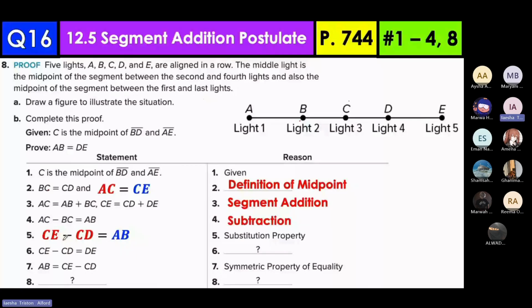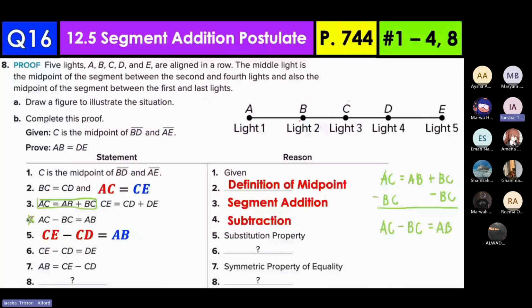So what did they do? I'm going to write it over here, line number 3. They took AC is equal to AB plus BC. They subtracted BC on both sides. When they subtract BC on both sides, you get AC subtract BC is equal to AB. That's how they got this line number 4.